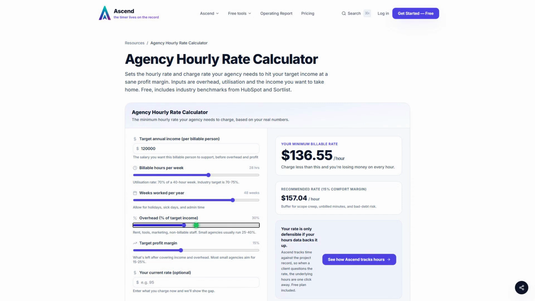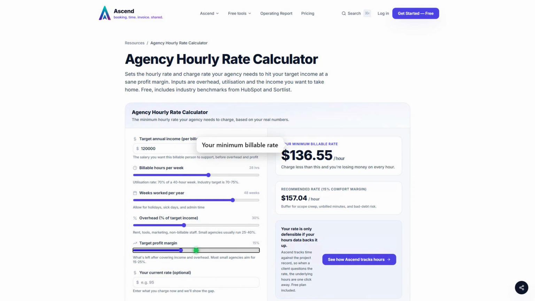For a small agency that is usually around a third of income, then the profit margin. What's left once income and overhead are both covered. 15% is a sensible floor. And there is the answer.